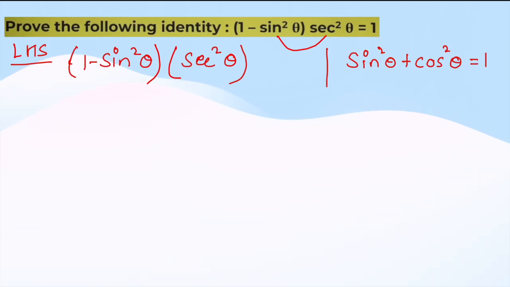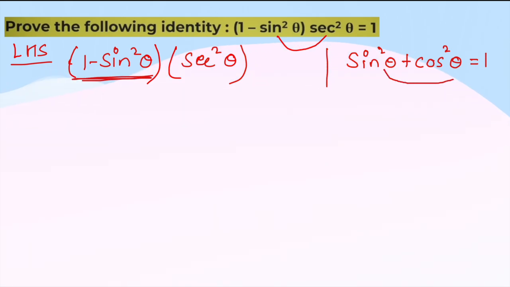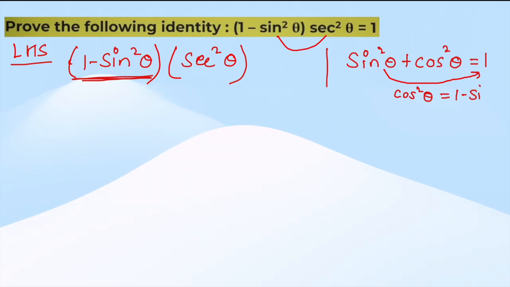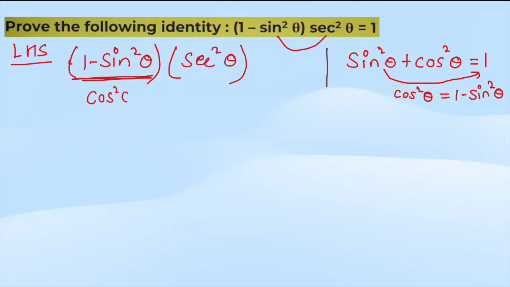But I don't want the value of sine square theta plus cos square theta. I want 1 minus sine square theta. So what I can do here is shift this sine to the other side. So cos square theta will become equal to 1 minus sine square theta. What we have learned from here is that in place of 1 minus sine square theta, I can put the value as cos square theta. So let's put it. It will become cos square theta into sec square theta.